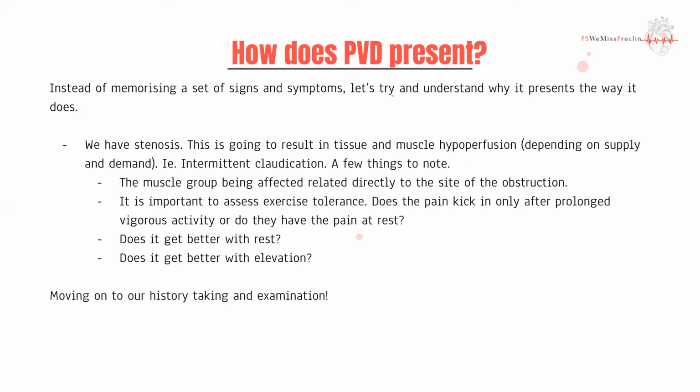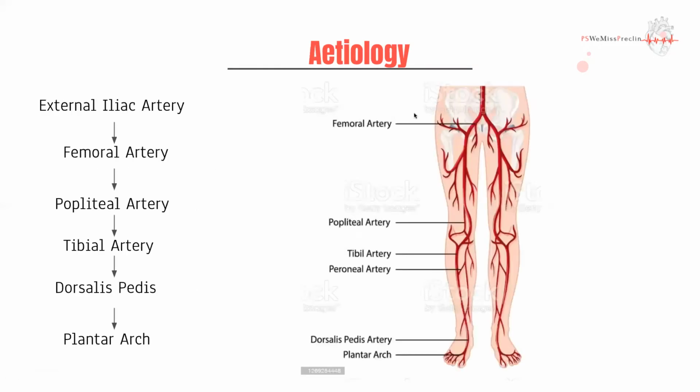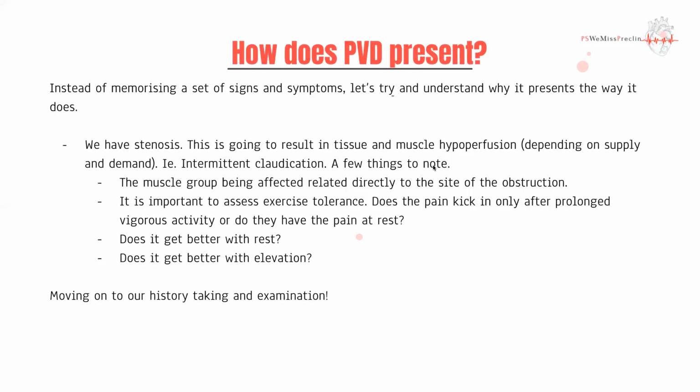So first and foremost, we have stenosis, right? We already talked about that. This is going to lead to hypoperfusion. Now, this hypoperfusion is going to be relative to two things. Firstly, the blood supply, how stenotic the actual arteries are, where the actual blockage is, because as you can imagine, this blockage can be anywhere along this entire system. Yes, it is more likely to happen peripherally first, but you can have blockages or stenosis anywhere.